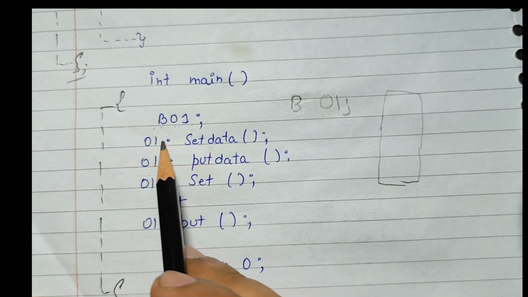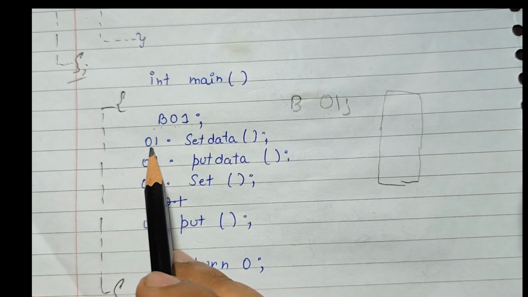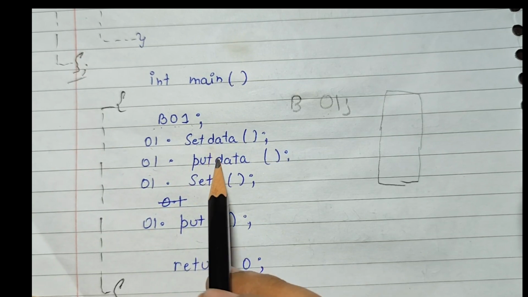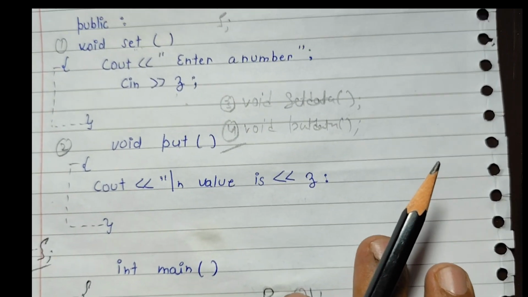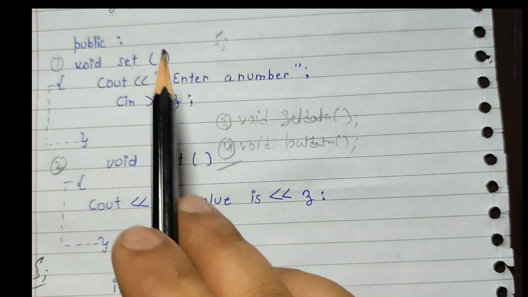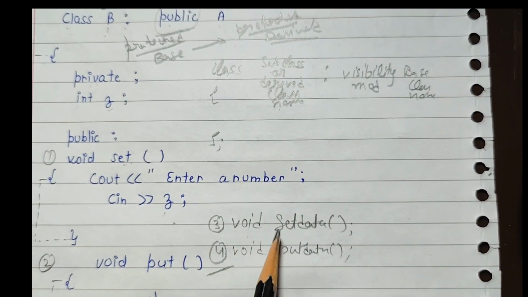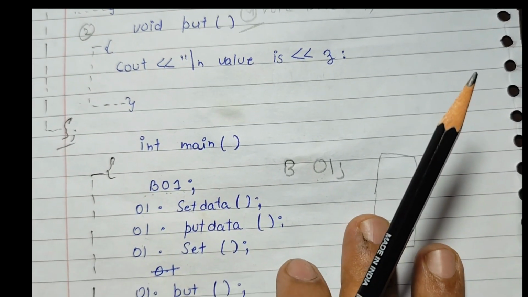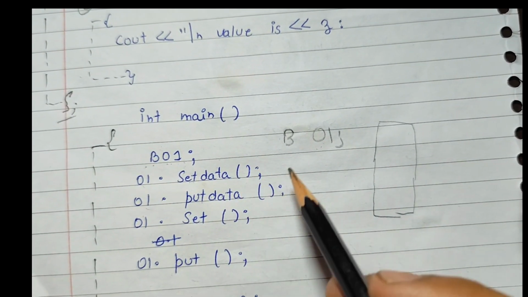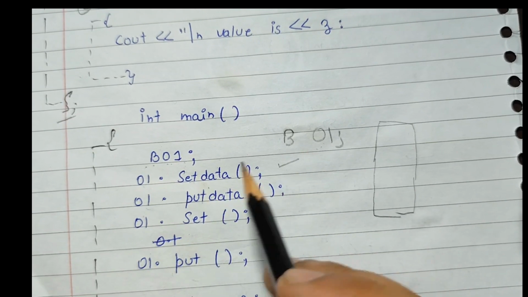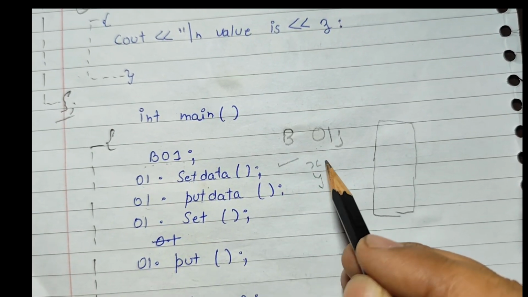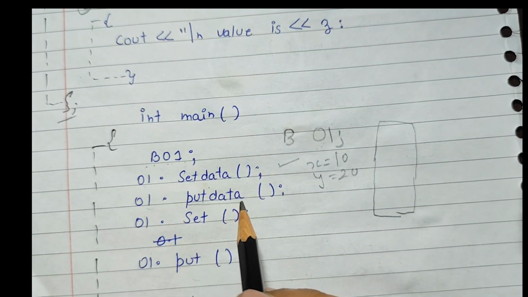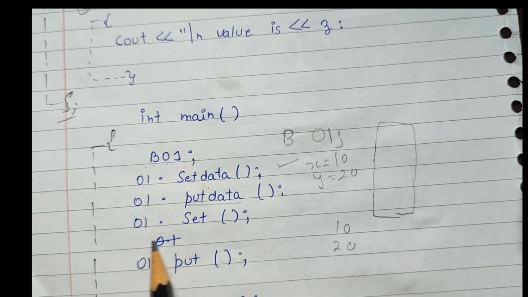So after this, using this O1 object, I call the set data member function. Using this O1 object, I also call the put data member function. Now these member functions are the member functions of class A, but they are shifted to the derived class B. So it means we can access these member functions using the derived class object, okay. So O1 dot set data, this one is valid. When this member function is executed, we enter the value in x and y variables. Suppose here you enter the value for x 10, y 20, and by using the put data member function, it will display the values 10, 20, and O1 dot set.